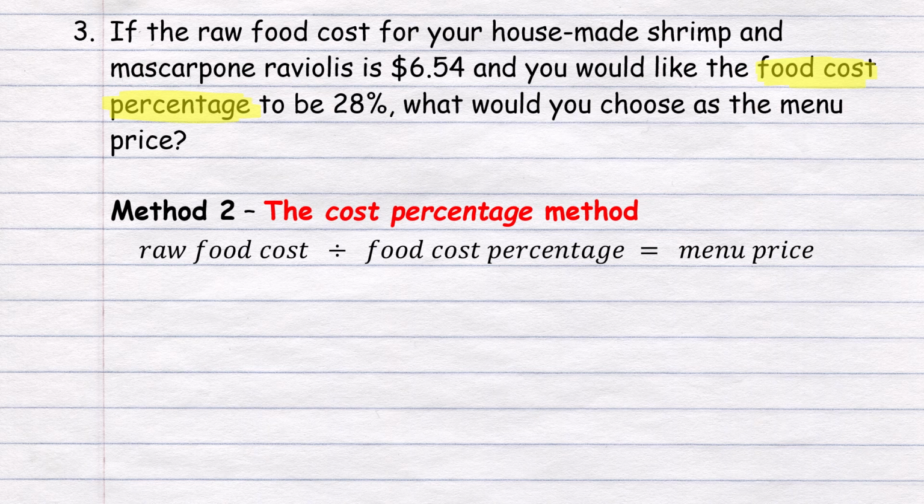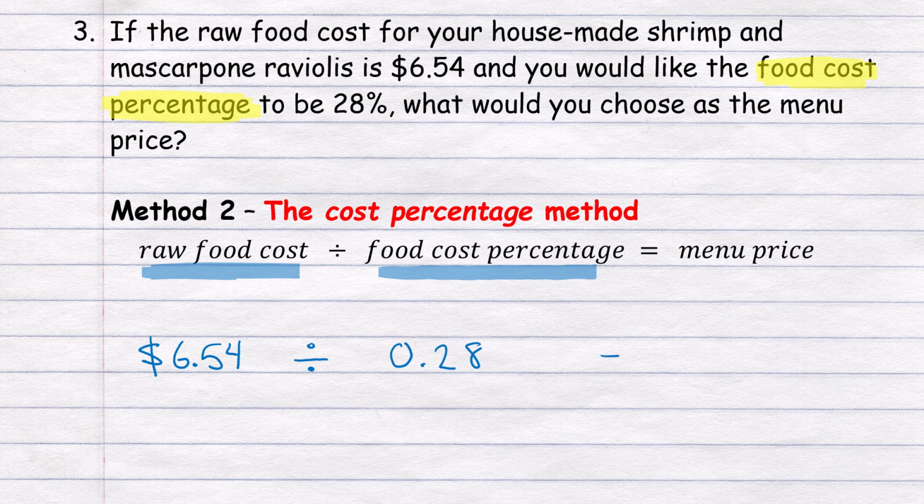Okay, so we take the raw food cost, which is $6.54, and you divide by the food cost percentage. Food cost percentage is 28%. So again, we'll always change percentages to a decimal, divide by 0.28, and that will give us a menu price if we round to the nearest penny.